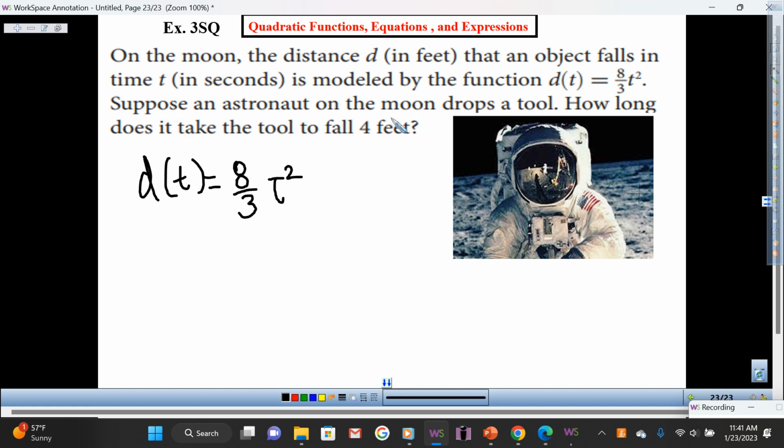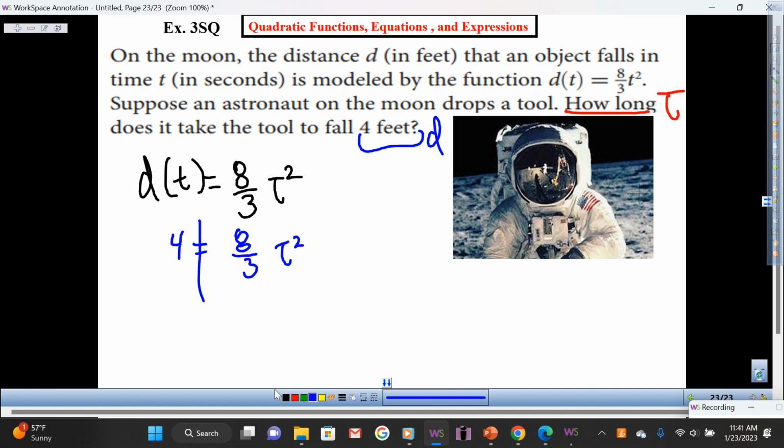Suppose an astronaut on the moon drops a tool. So the question: how long, that means they want us to figure out the time, does it take the tool to fall 4 feet? That's a distance. That's why they gave us a small formula. So all I have to do is substitute what? 4, and that is 8/3 t squared.